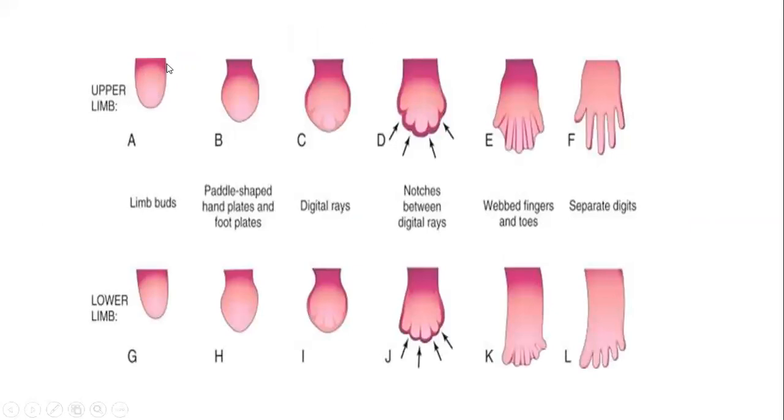Limb buds develop by the end of the 4th week. Then by the 6th week, you can see paddle-like hand and foot plates. And in this hand and foot plate, digital rays appear. But they are interconnected by mesenchymal tissue between them. Later, this mesenchymal tissue is going to disappear by a process known as apoptosis, also known as programmed cell death. So fingers and toes are formed when the cell death in the AER separates these ridges.